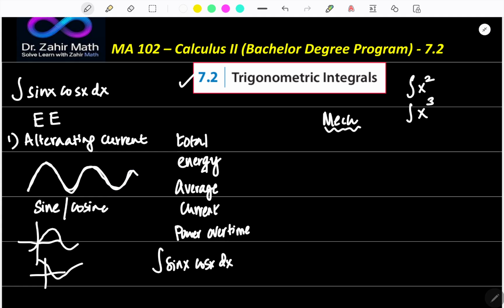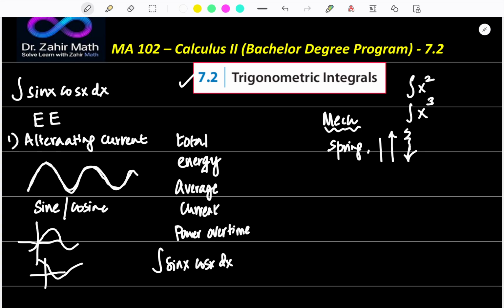And sometimes you think about a spring. For example, mechanical guys, you know about the spring, right? So pull it, release it, it vibrates, right? Suppose you pull it, and then it goes up. So it keeps vibrating, right? So this is also motion, movement, right? So the movement is also described by sine and cosine functions.